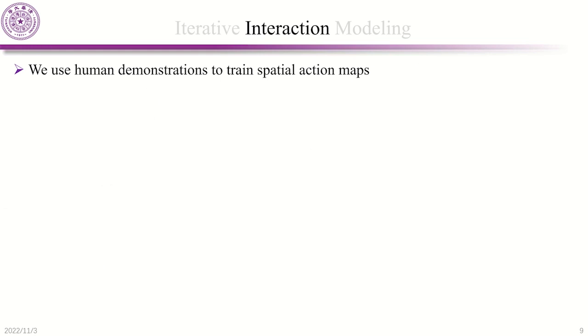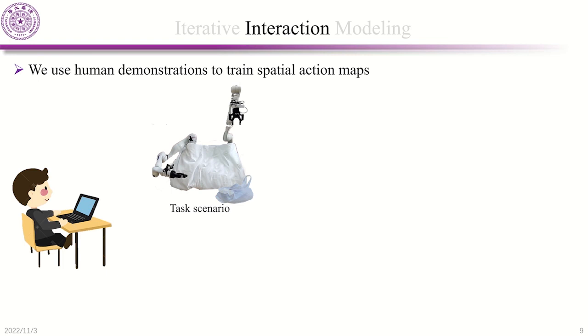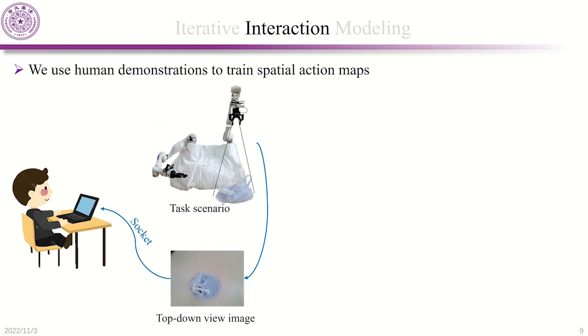But how do we train the spatial action maps? In this work, we use imitation learning to train them from human experience. Instead of using teleoperation to collect human demonstrations, we design a convenient pipeline to collect the oracles of grasping points. We let the person click on the top-down view image and transform the XY pixel coordinate to the robot world coordination by pre-measured transformations.